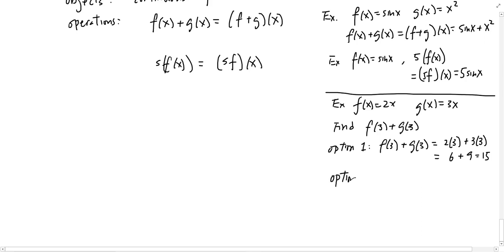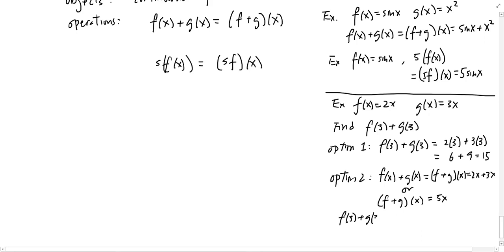Option 2 would be the following. First, I'm going to find f of x plus g of x first, and that becomes f plus g of x. And that technically is 2x plus 3x, so f plus g of x is 5x. Then I realize that f of 3 plus g of 3 is the same thing as f plus g of 3. So that should become 5 times 3, which is 15.